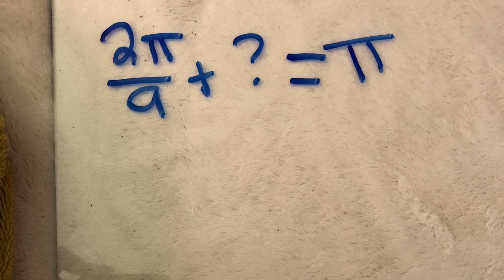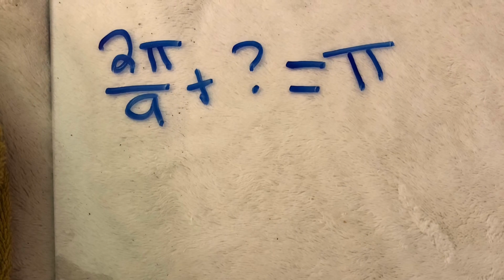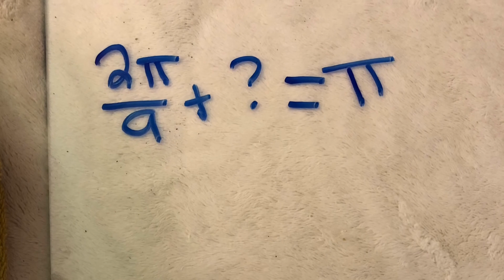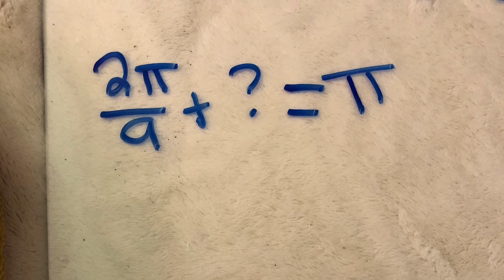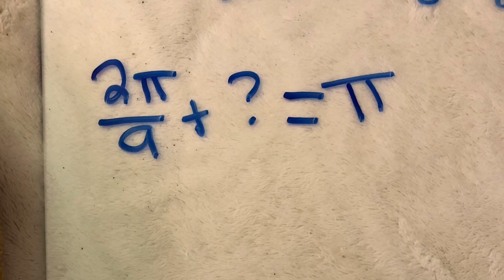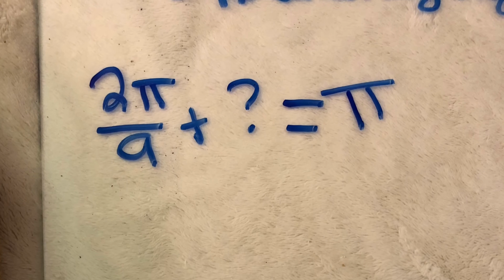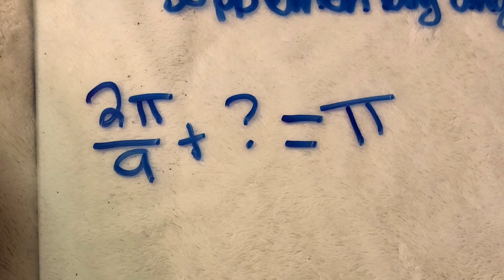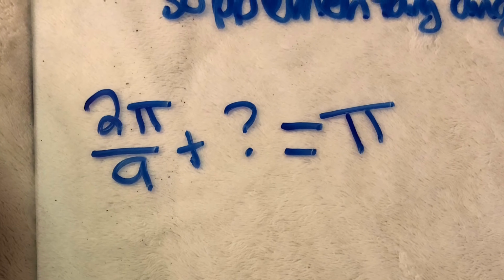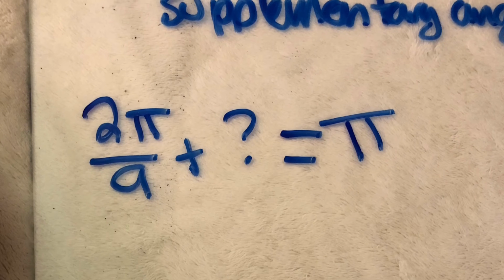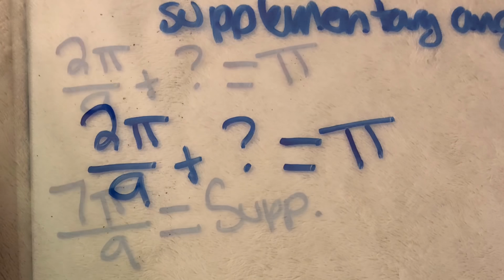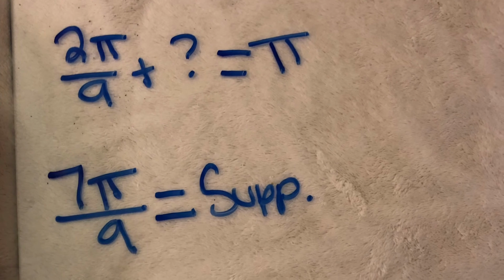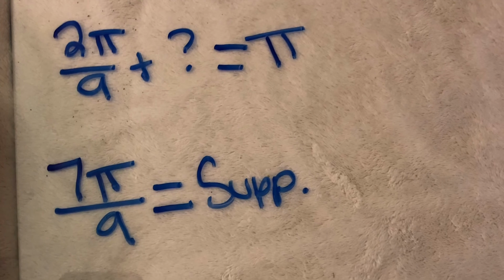So next we have to find the supplementary angle of 2 pi over 9. 2 pi over 9 plus what would equal pi? Pi is the radian form of 180. So 2 pi over 9 plus some angle would get us pi, and in order to find that angle, we must subtract 2 pi over 9 from pi. Once we subtract those things, we find out the supplementary angle would be 7 pi over 9, and that's your answer.